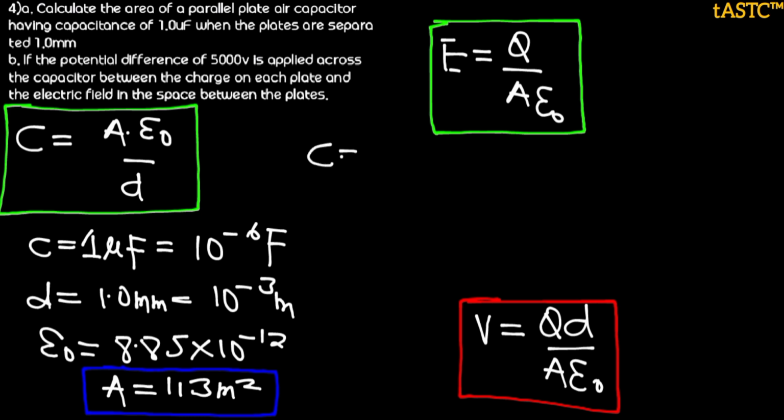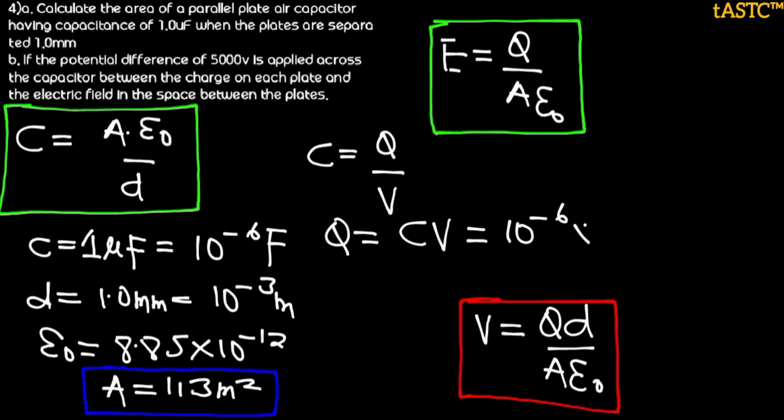We know that C is equal to Q divided by V. So the charge will be C multiplied by V. Now C is 10 to the negative 6. The voltage was given to us as 5,000 volts. That basically stands for the potential difference. You could also call it the voltage. So that is going to be 5,000.